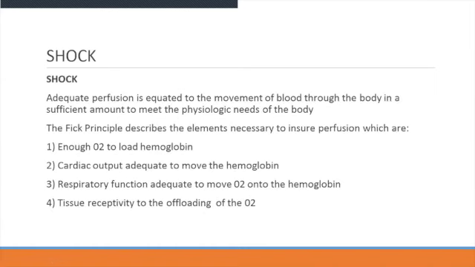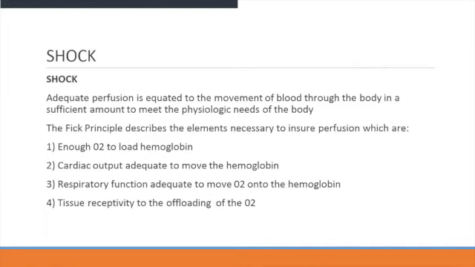Adequate perfusion is equated to the movement of blood through the body in a sufficient amount to meet the physiological needs of the body. The Fick principle describes the elements necessary to ensure perfusion, which are enough O2 to load the hemoglobin, cardiac output adequate to move the hemoglobin, respiratory function adequate to move O2 into the hemoglobin, and tissue receptivity to the offloading of the O2.